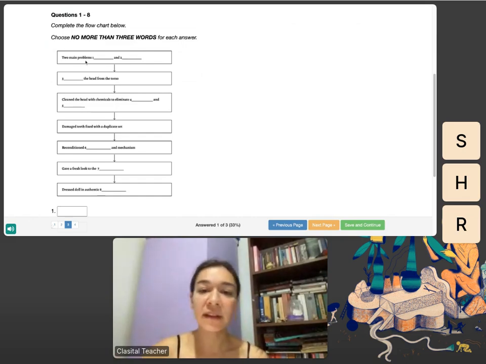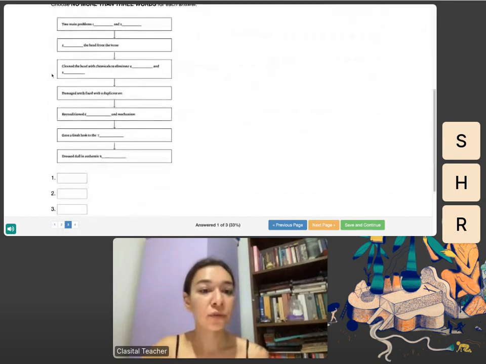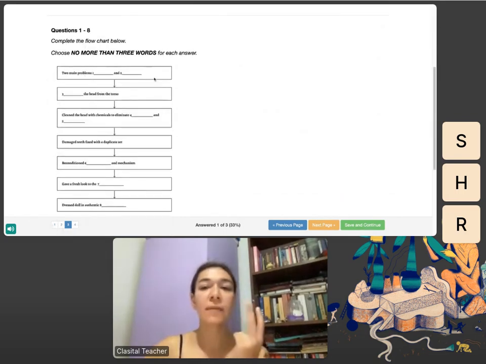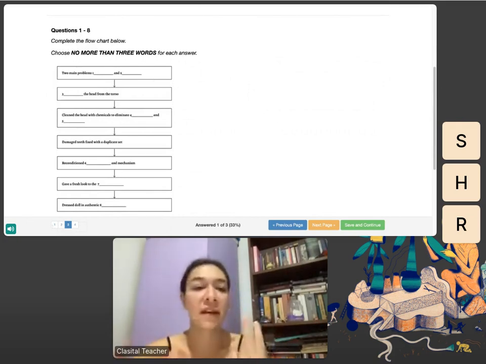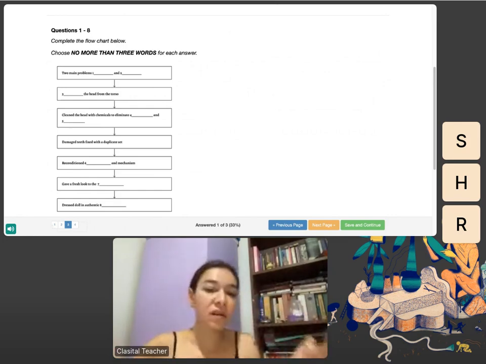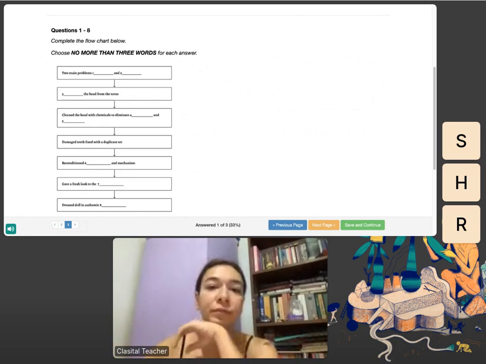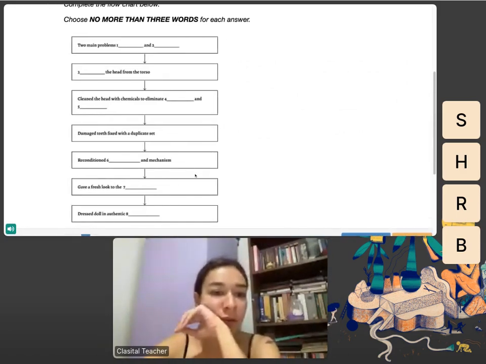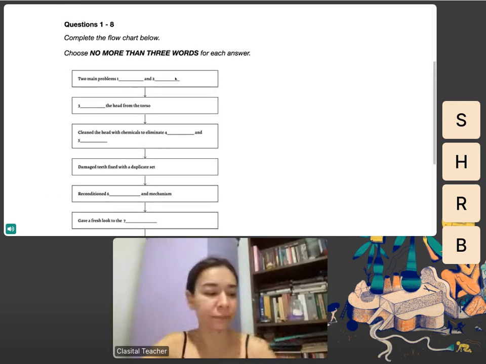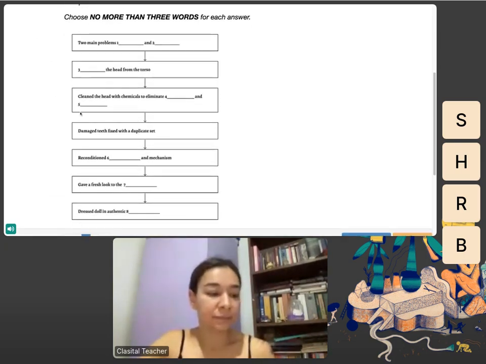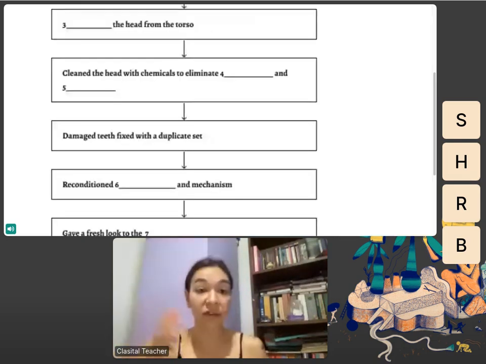Let's see the doll restoration. Okay. Two main problems are 1 and 2. So I'm looking for 2 main problems, and most probably they will be nouns. 2 main problems like danger, something, some nouns. 2. The head from torso. I don't know this one. Let's see. Clean the head with chemicals to eliminate something in something. Again, I can understand that that will be a noun. It won't be a verb, it will be a noun.